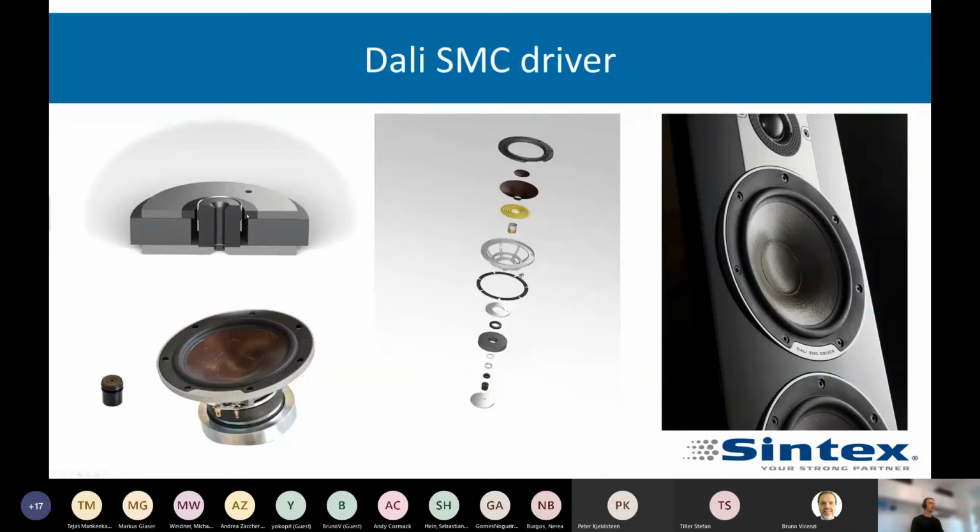Okay, so at Dali we worked a lot together with Dali, developing a new product for them in a very close collaboration. You can see here the black parts are actually SMC, and the gray parts are where you come farther away from the inductance of the coil. There you can still use solid iron, and the backplate is also solid iron. This was an introductory model, and Dali calls these speakers the Dali SMC driver.